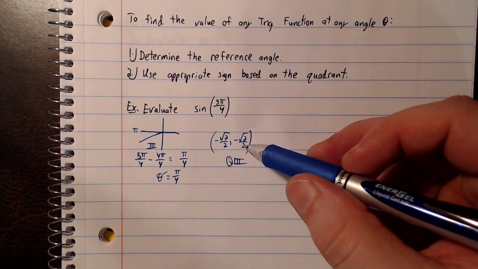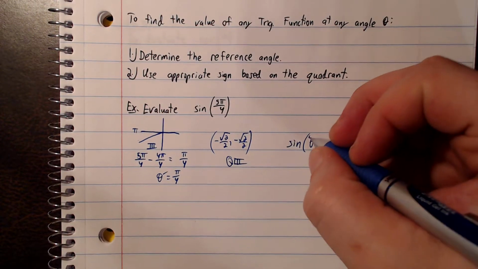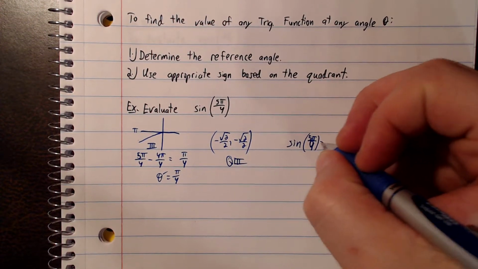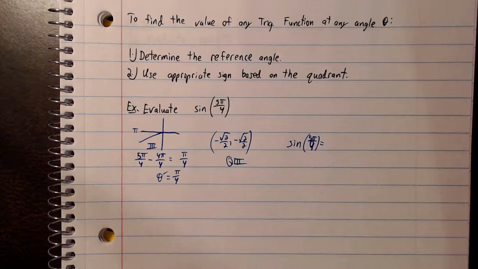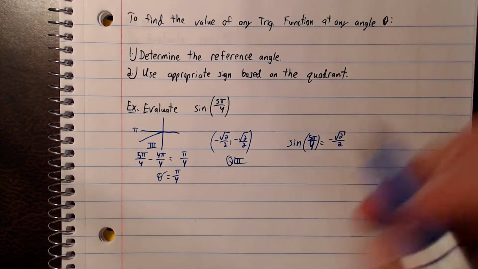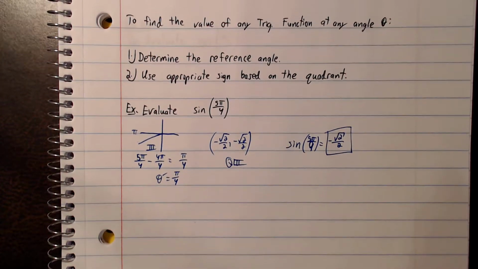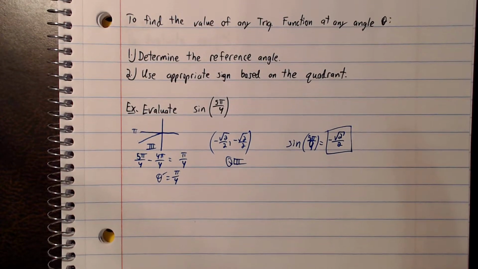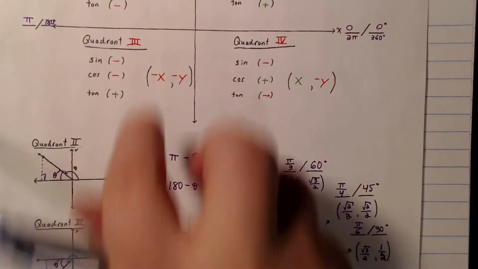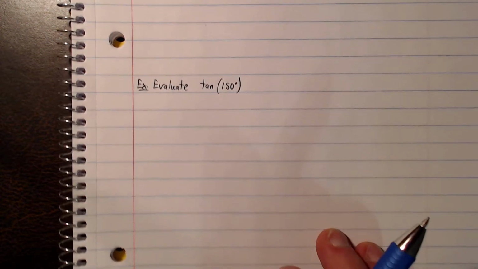Okay, so when we want sine of 5 pi over 4, sine is going to be our y coordinate. So we want negative root 2 over 2, our y coordinate. That's your solution. Okay, so it was actually kind of easy once you used all of these things in conjunction with each other. Okay, let's evaluate a new one, right?